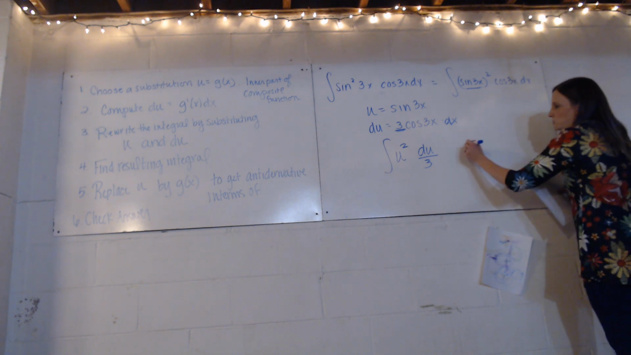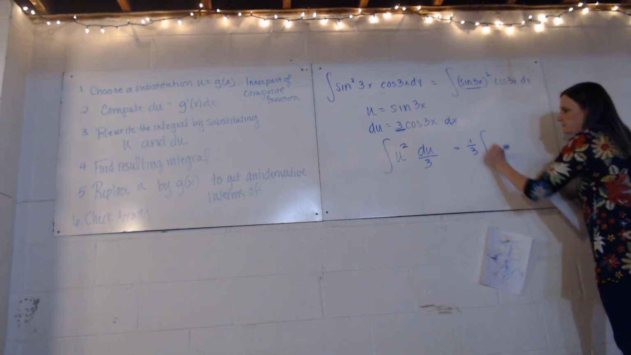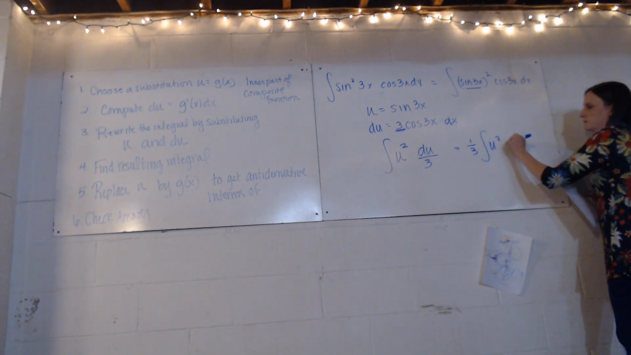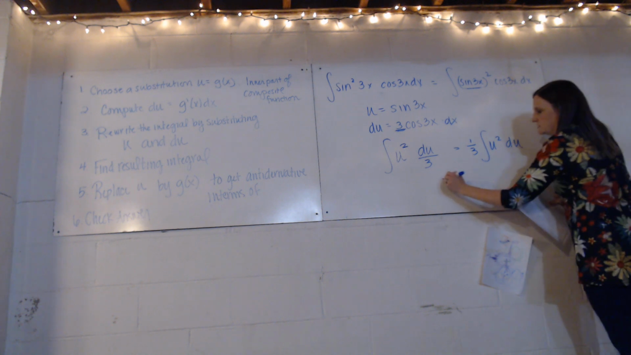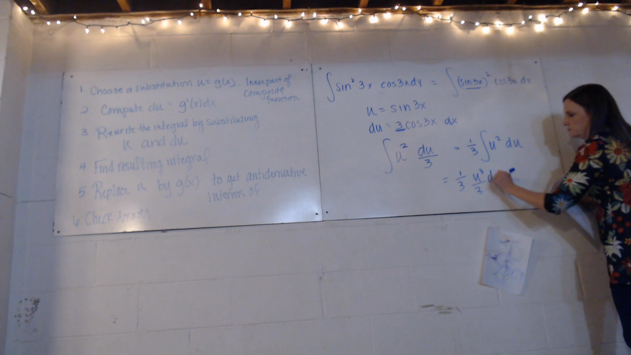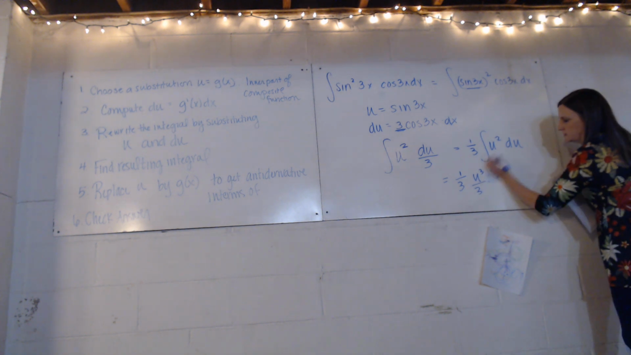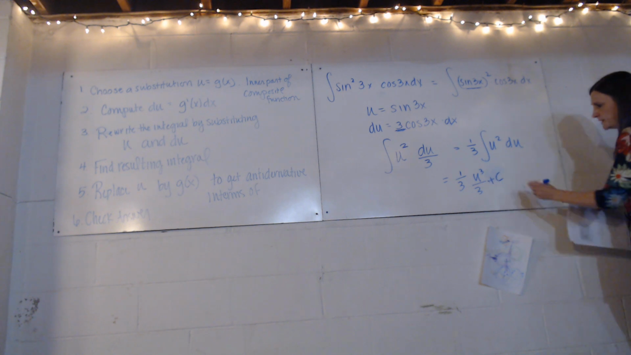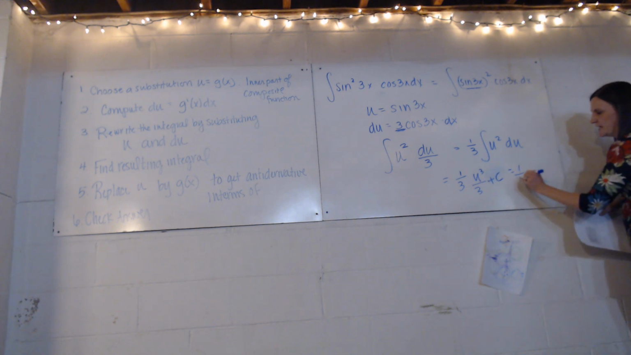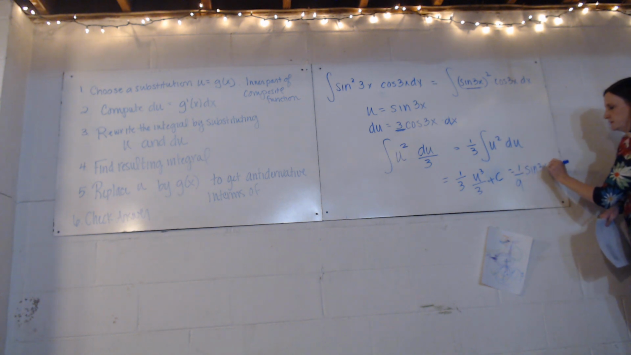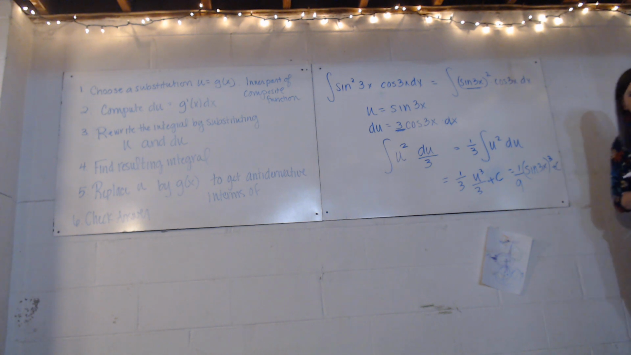Okay, so then I can pull out the 1/3 if I want and integrate u squared with respect to u. So this ends up being 1/3 times u cubed over 3. I already did it, I don't need to say with respect to u, sorry. Plus c. And when I plug in my values, 1/3 times 1/3 is 1/9. U cubed is the sine of 3x cubed, and then I add my plus c. And there we have it.